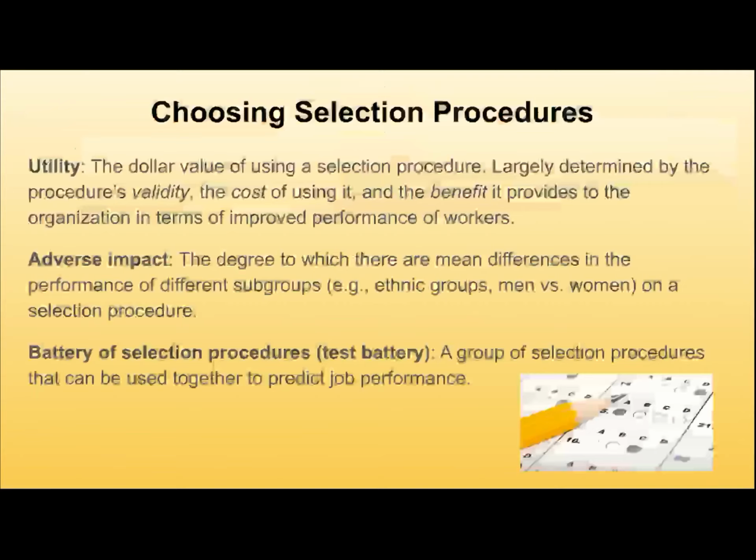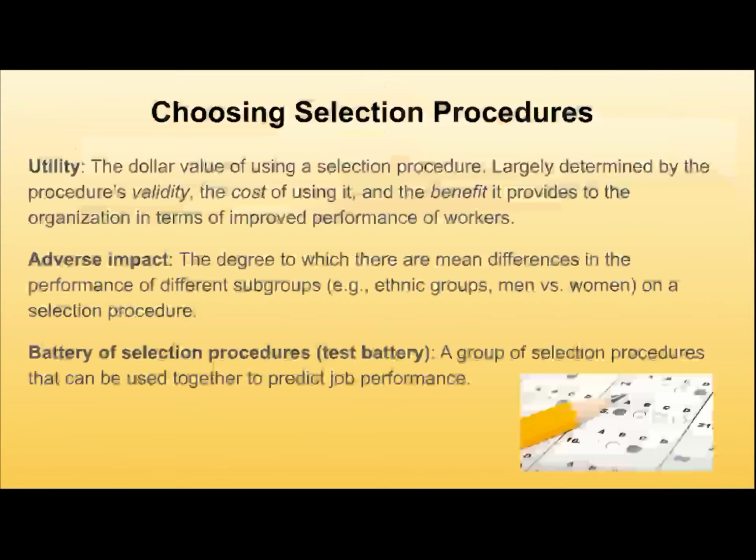When choosing a selection procedure, one of the most important things to consider is called utility. Utility is defined as the dollar value of using a selection procedure. It's determined by three things: the procedure's validity, the cost of using it, and the benefit it provides to the organization. All of these can be brought down into sort of like a number that allows them to define the utility of the selection procedure.